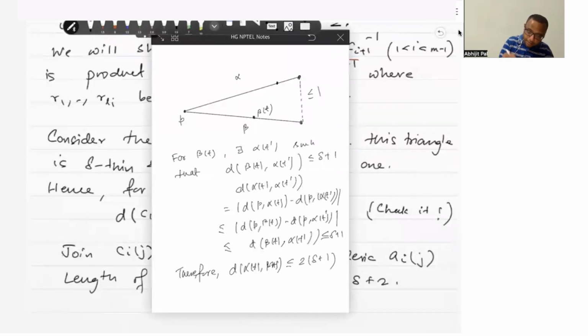So let us begin with a delta hyperbolic metric space. Let us take X to be a delta hyperbolic metric space.